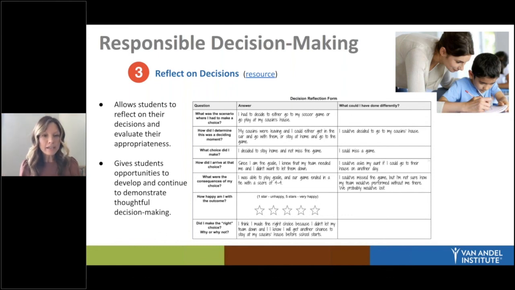What choice did I make? How did I arrive at that choice? And what were the consequences of that choice? And remember, this isn't necessarily a bad thing. This is actually a really good thing. It could be something really great came of that. And then also, how happy am I with the outcome?